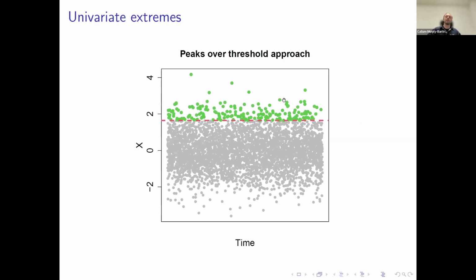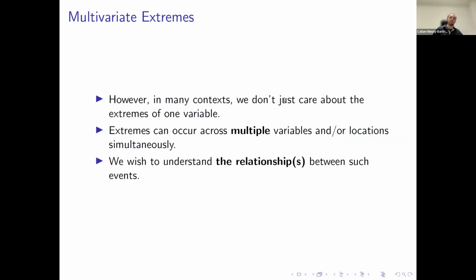And there are some very good, theoretically justified reasons for doing that. But in many contexts, and I would probably say most contexts, we don't just care about one variable or one location. Extremes can occur across different variables at the same time or different locations at the same time. So we want to understand the different relationships that can occur between the extreme events at different locations or between different variables.